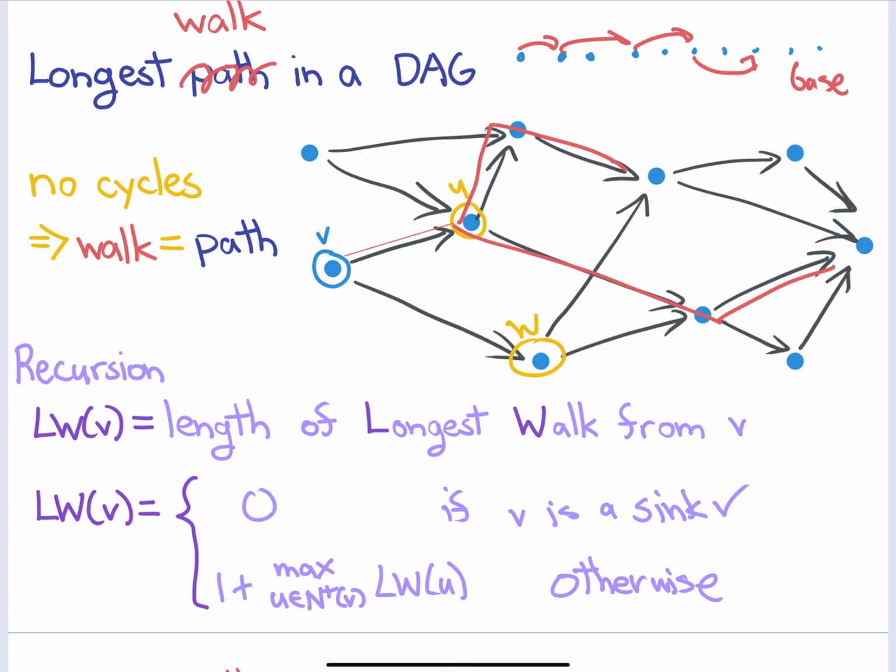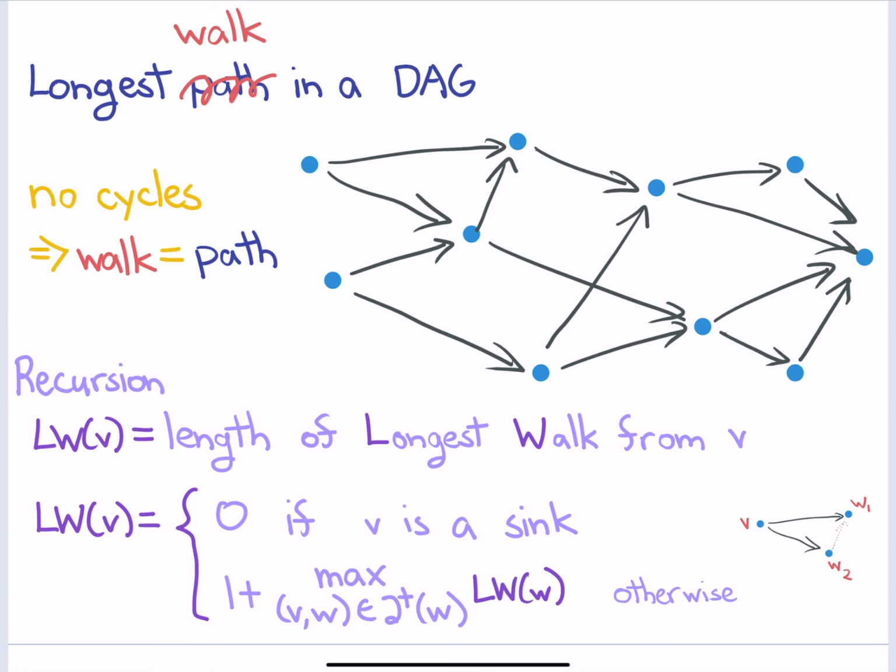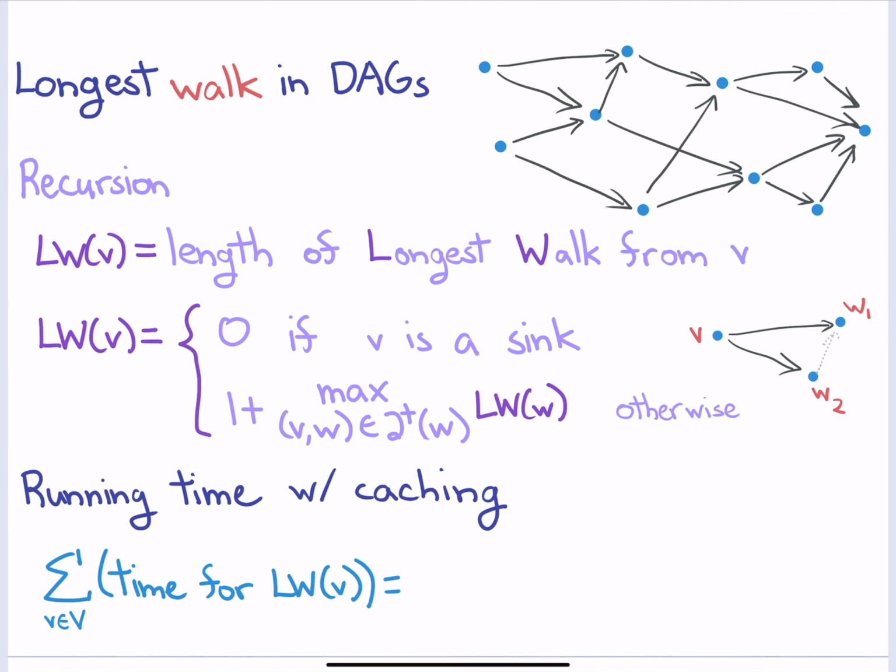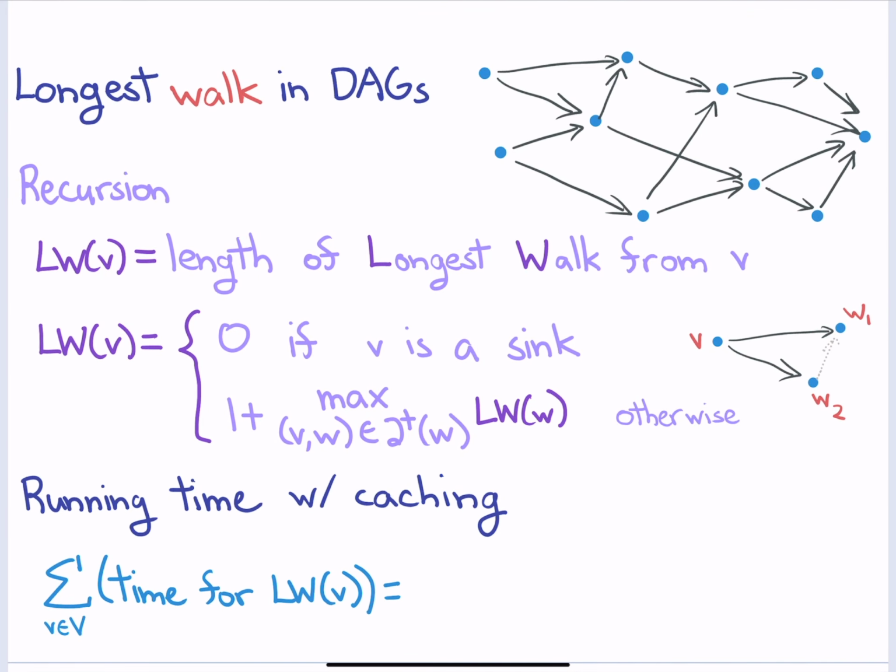Okay, we can save the answers. There's no reason to solve any problem twice. All right. So if I use dynamic programming, I save the answer for each subproblem. What's the running time? M plus n, you said?